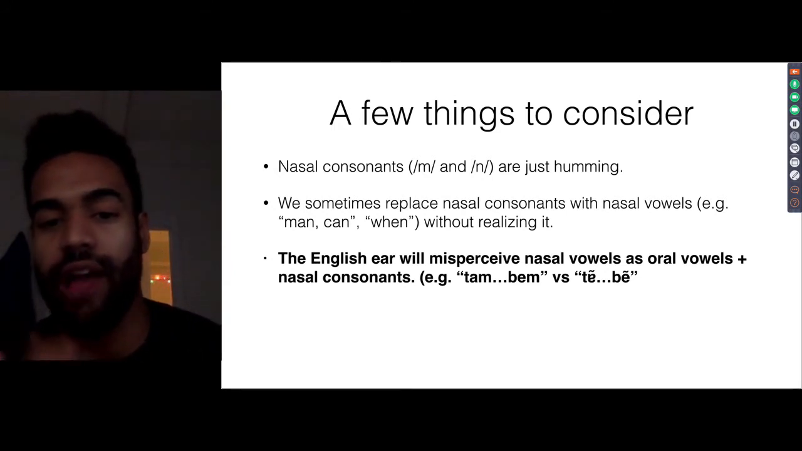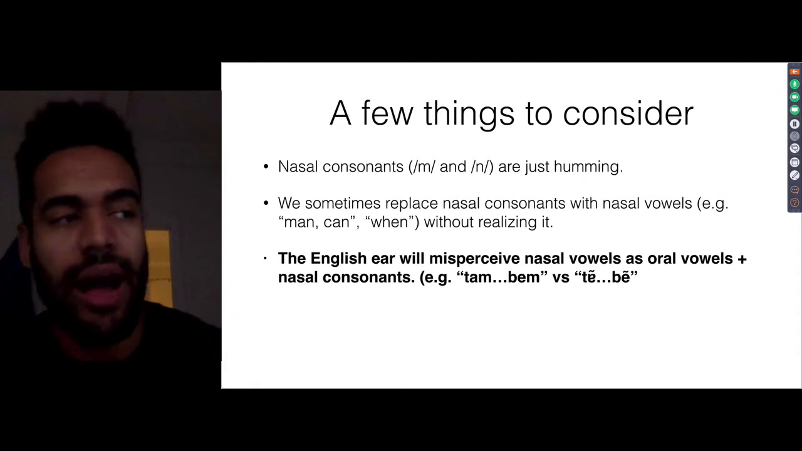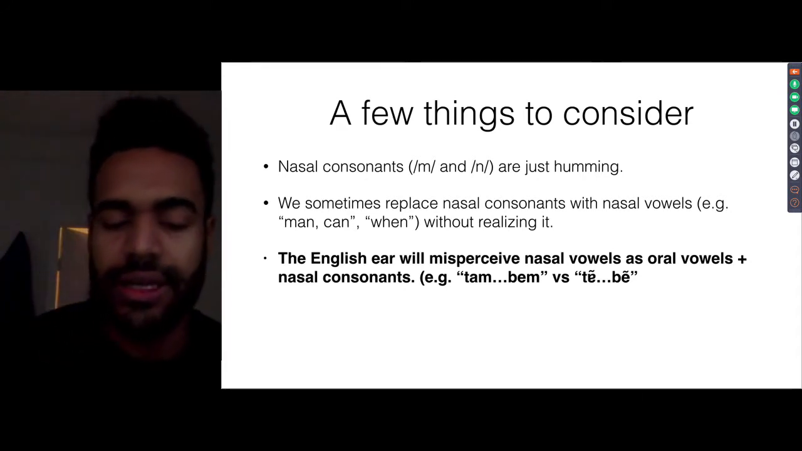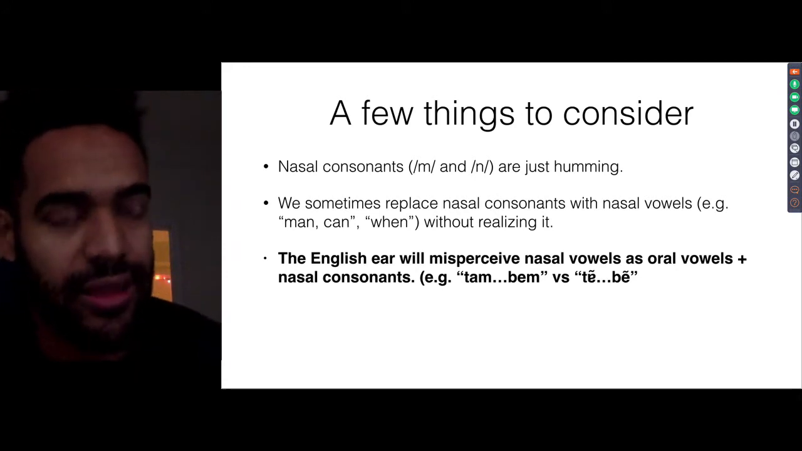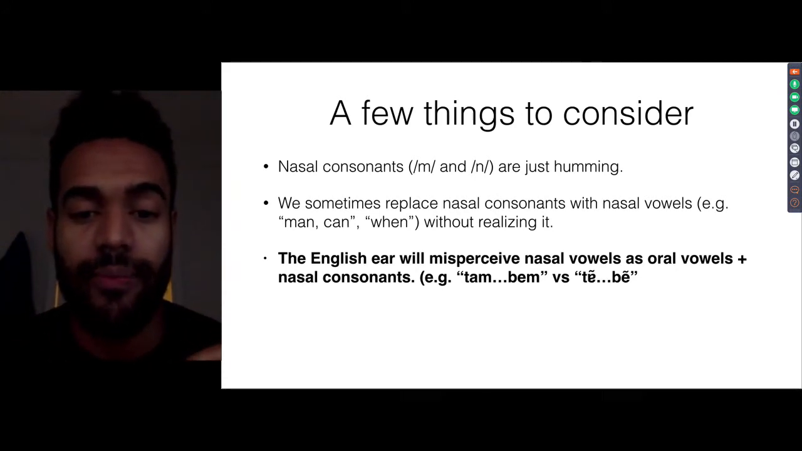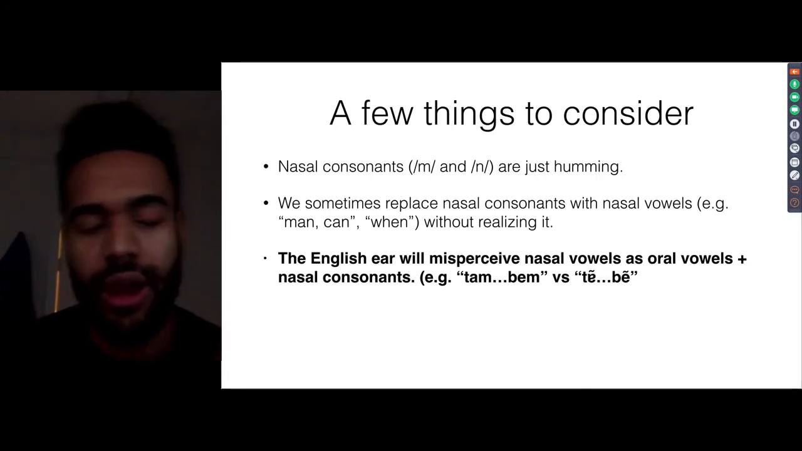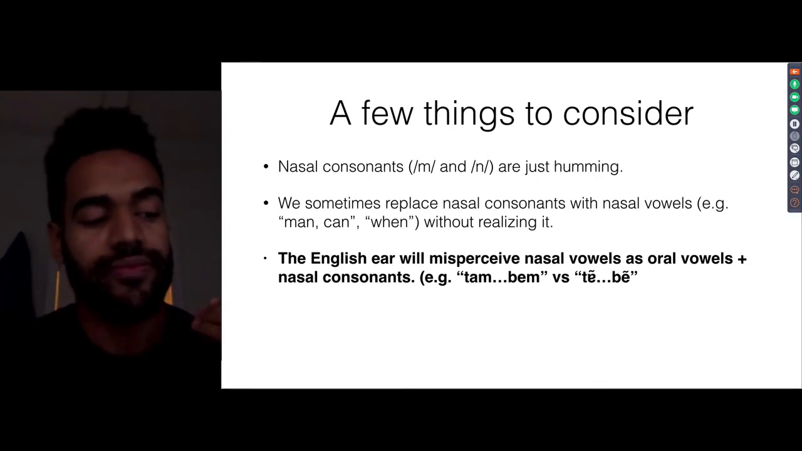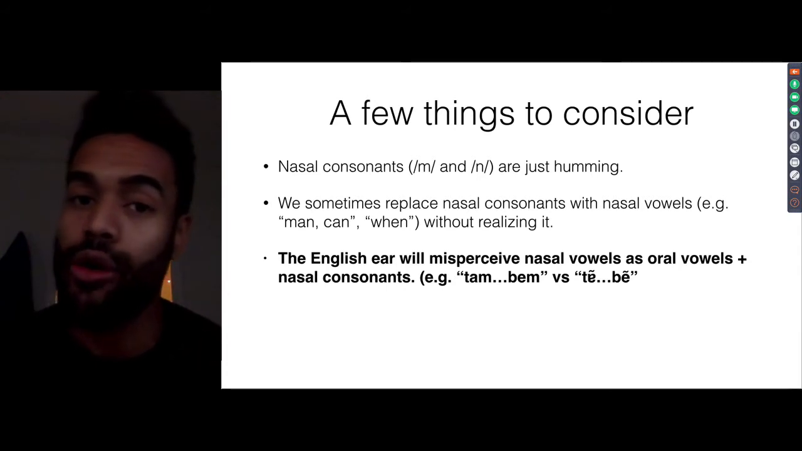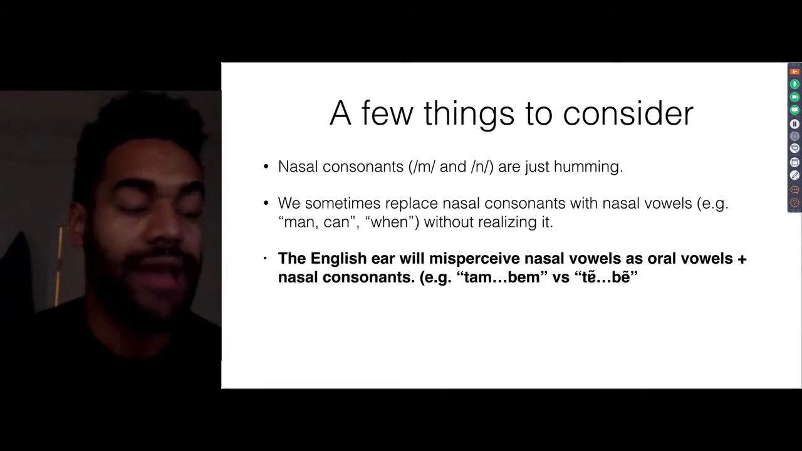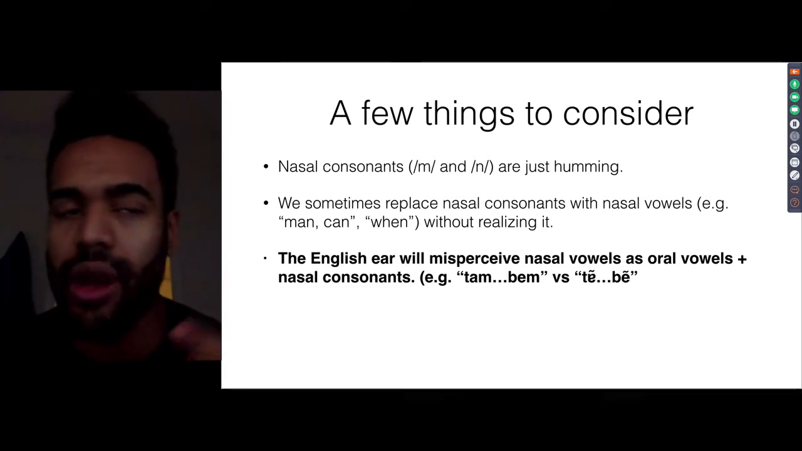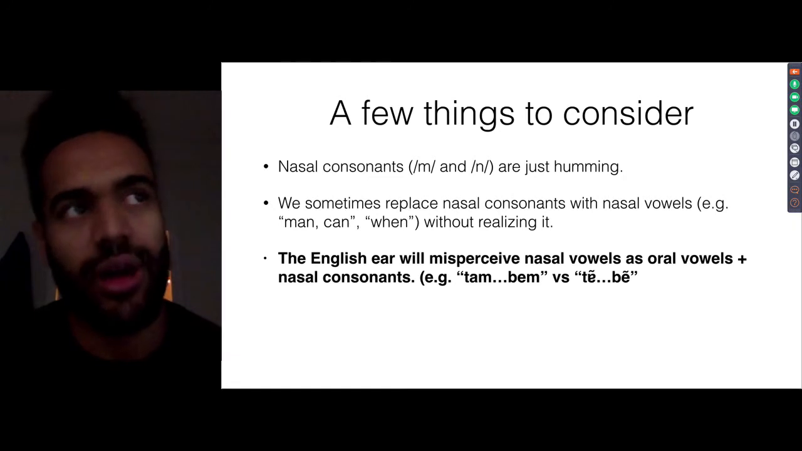Okay, so as we said before, when I say man can, I'm already having this kind of confusion as an English speaker between nasal vowels and nasal consonants, which means when I come to Portuguese, where there should not be confusion, there's two different things, then an English person, American or British, will start to misperceive Portuguese words that have nasal vowels as having nasal consonants, because they'll hear the nasality and their mind will be like, oh, nasal sound, that must be a nasal consonant, what I'm familiar with.